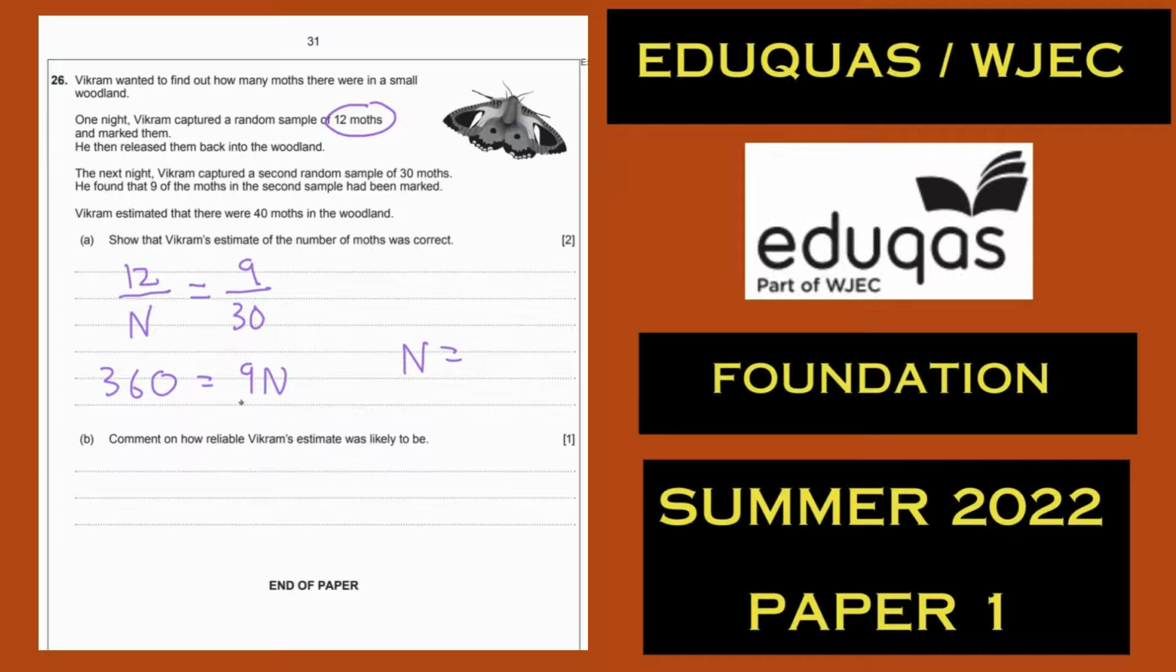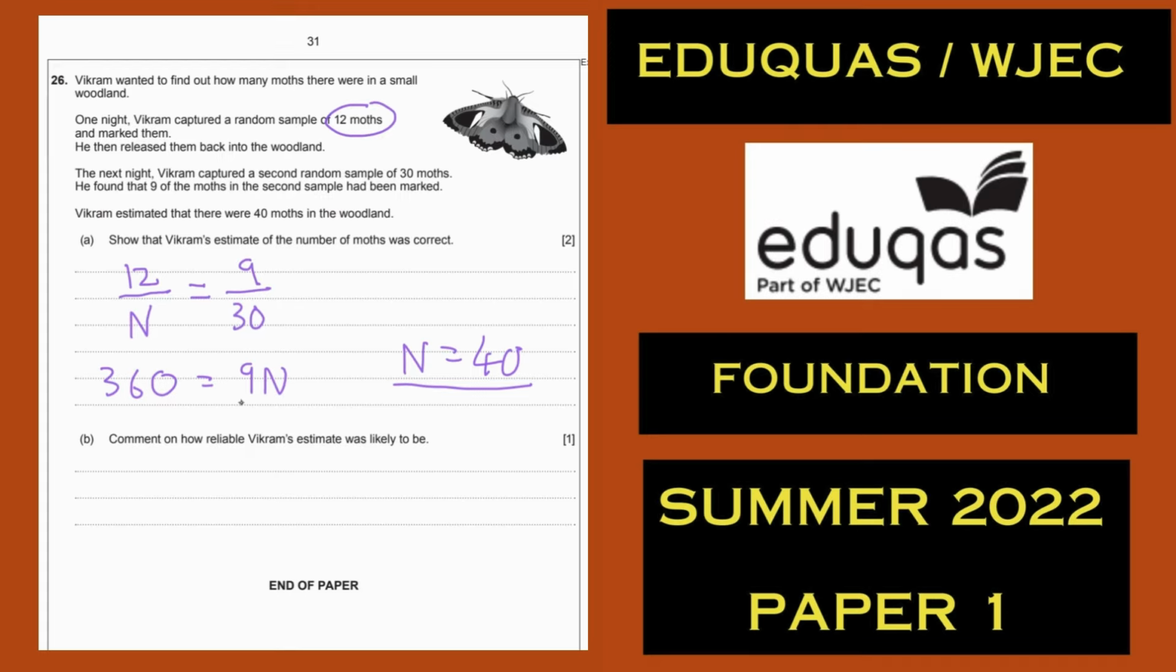Divide both sides by 9. 36 divided by 9 is 4. So we get 40. Show that Vikram's estimate was correct. That's my way of doing it. Your teacher might have another way. Some teachers do it by multiplying, by writing, and there's a variety of ways, but that's mine.